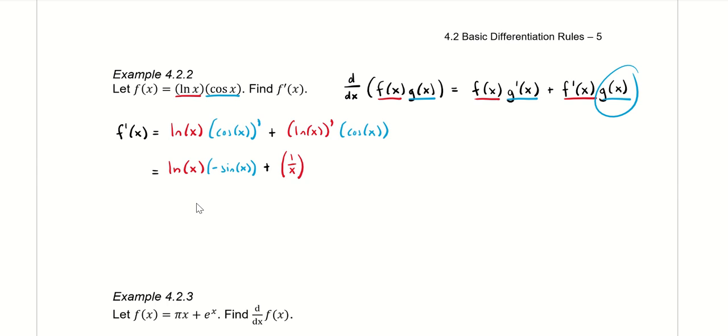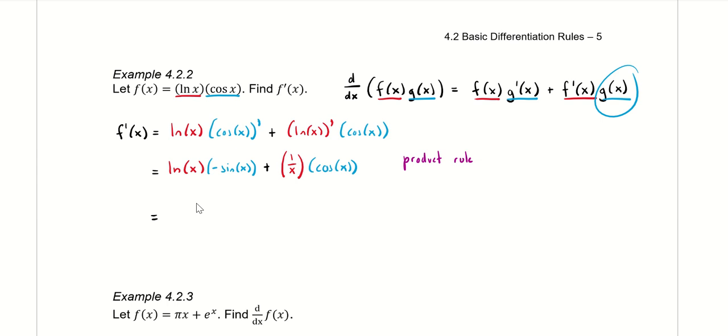Times, we're not taking the derivative of cosine of x, so I'm just going to write it as cosine of x. And this is the product rule. And I'm just going to rewrite this one more time to make it look a little bit nicer, make it look prettier, as I always like to say.